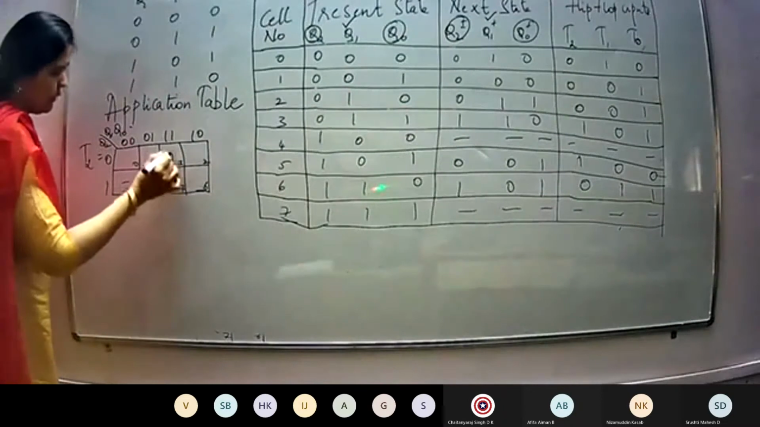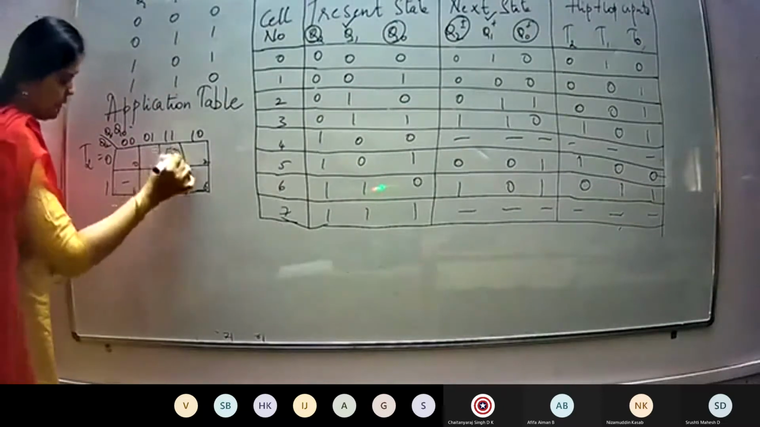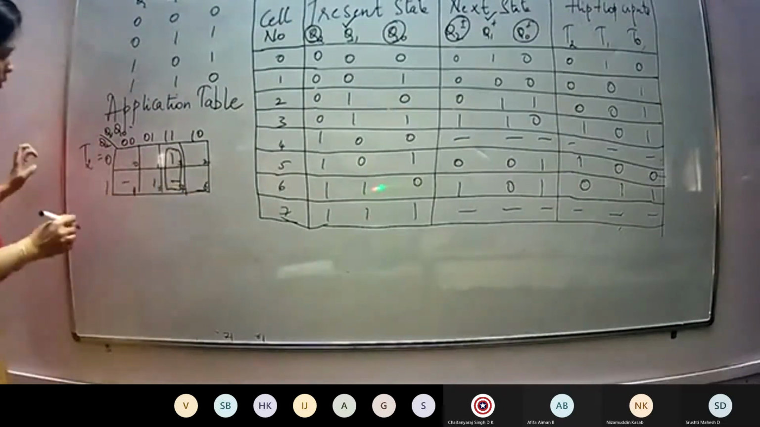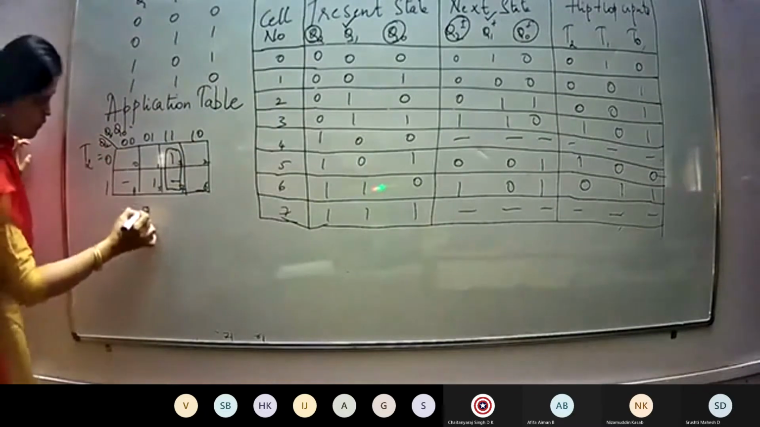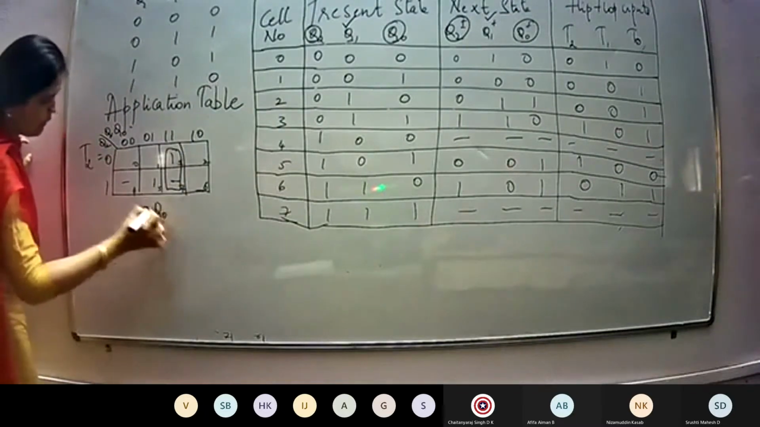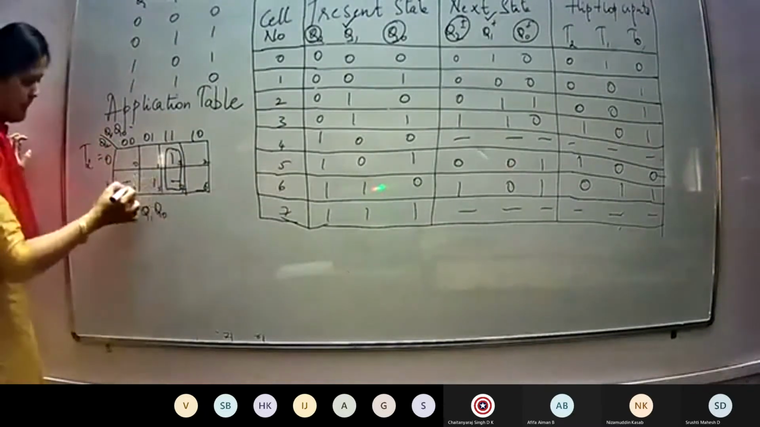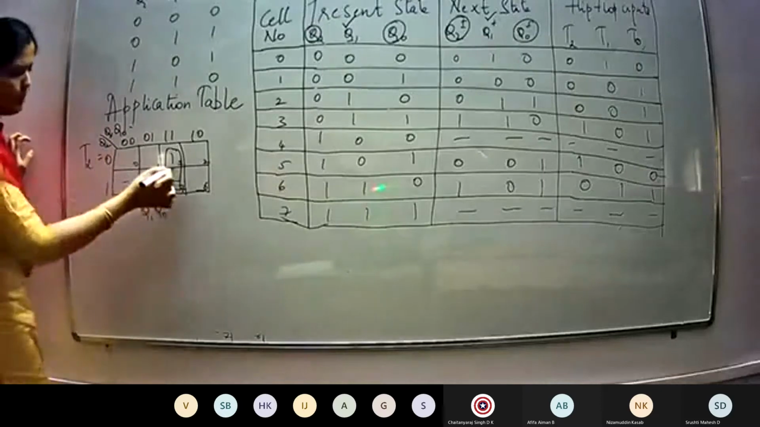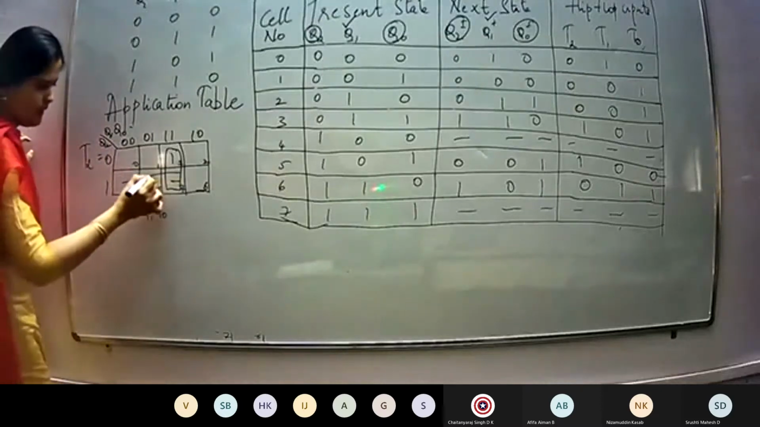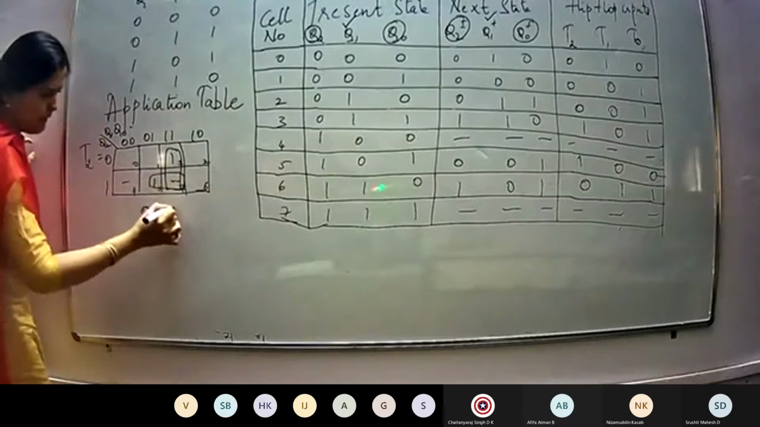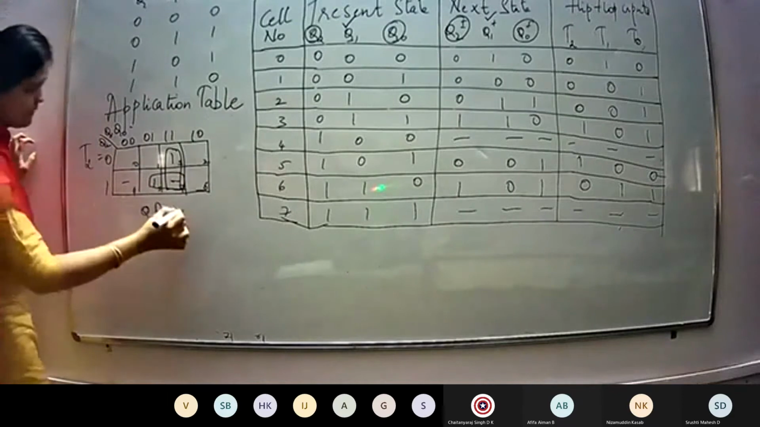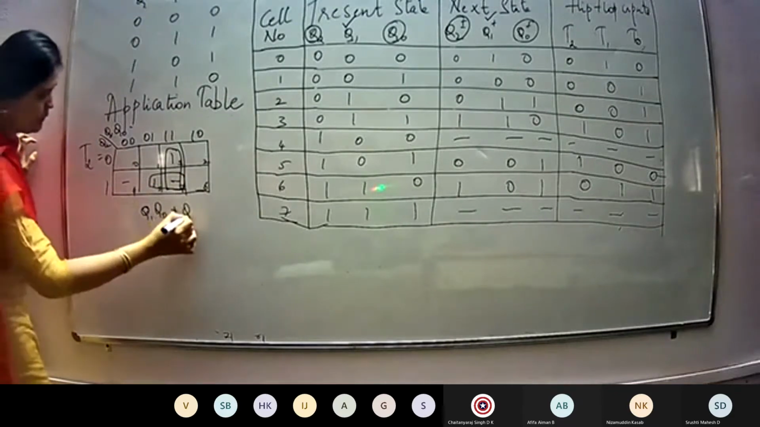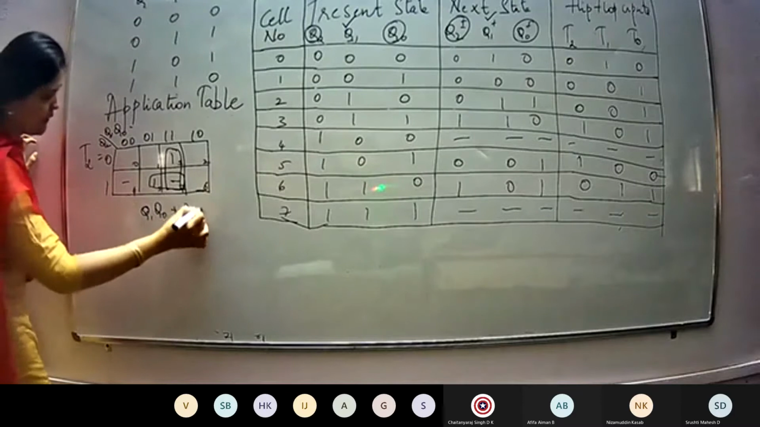4 and 7 are don't care. Either you can take it like this, so it is Q1Q0, or you can group like this also. It is one and the same thing. Plus it is Q2 plus Q0.